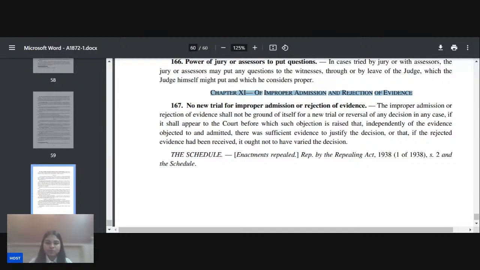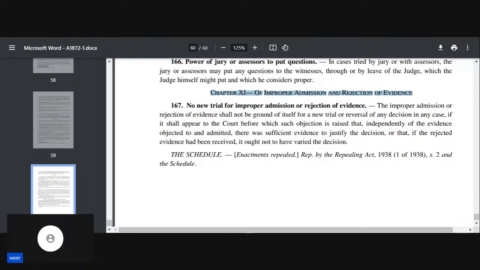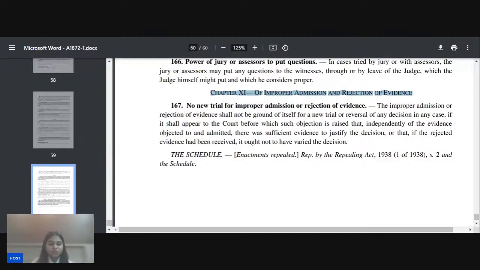So I hope for the Evidence Act, we have just done a rapid revision, and in the starting only I mentioned all the important sections. Please go through them. If you have any question, you can ask me now. So students, the floor is open for you to ask any question or anything if you have, right? Otherwise, please go through the important sections which I have mentioned at the starting of the class.